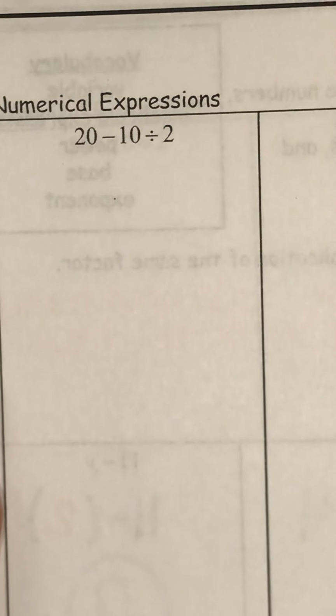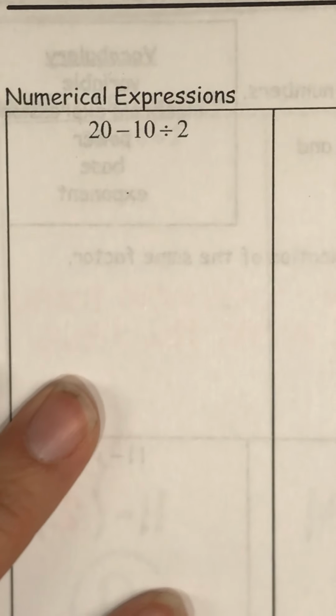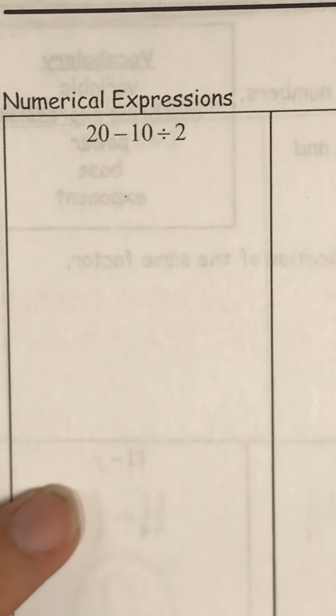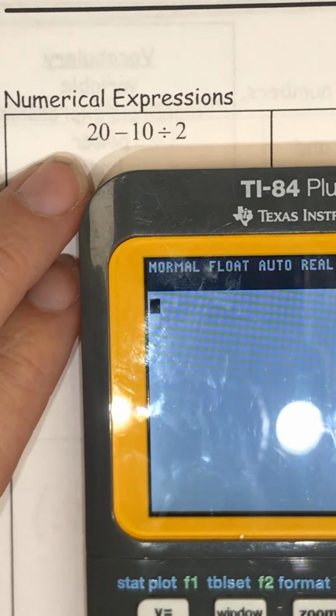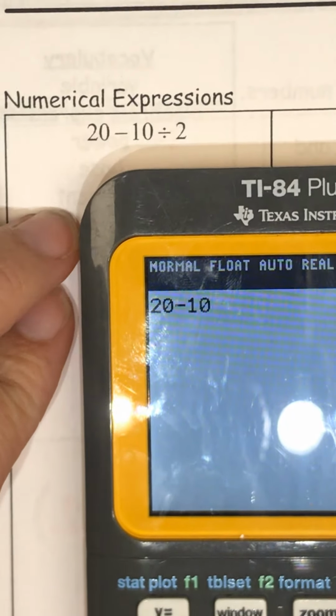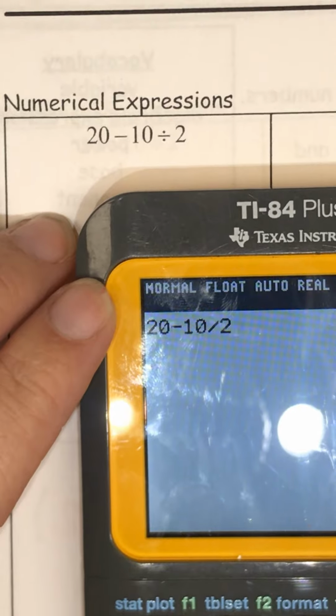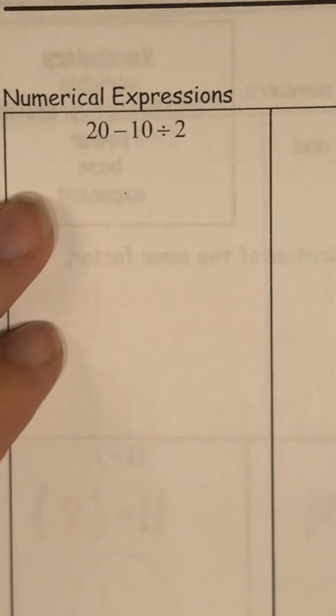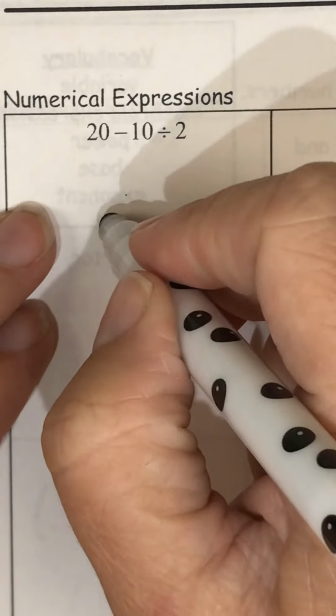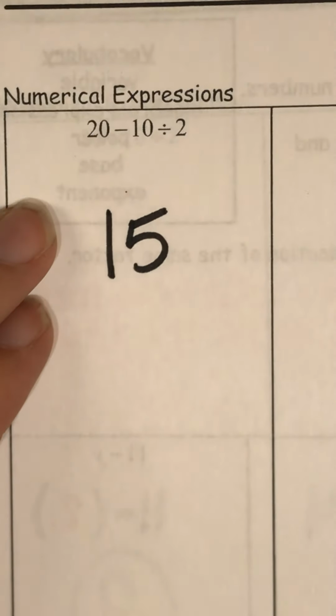On the back side of this worksheet, on the back side of this set of notes is order of operations. Now, last year you already learned order of operations, so I'm not testing over it, but I do need you to know how to put it into the calculator. So all you're going to do on this problem is type it in directly as you see it. 20 minus 10 divide 2. And so my answer is 15 when you type it directly in. Anytime you have just a numerical expression, you could type it straight into your calculator and save yourself some time.